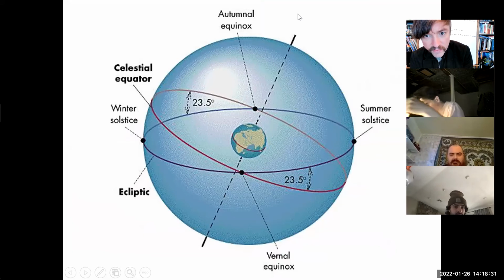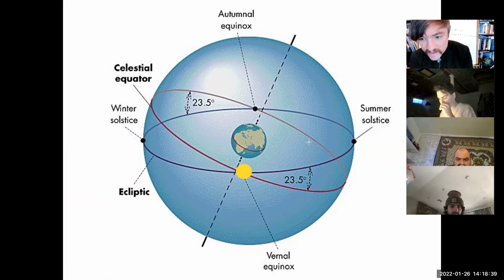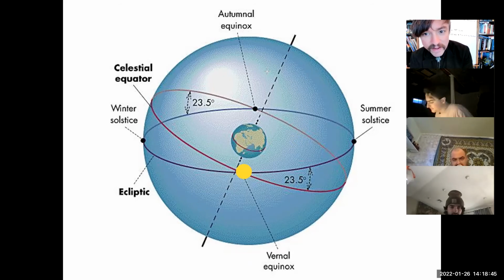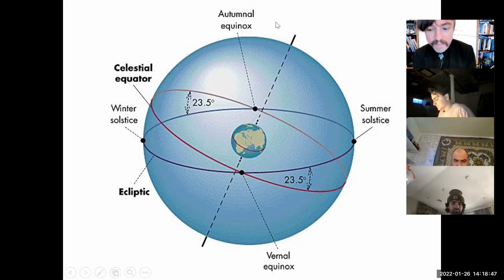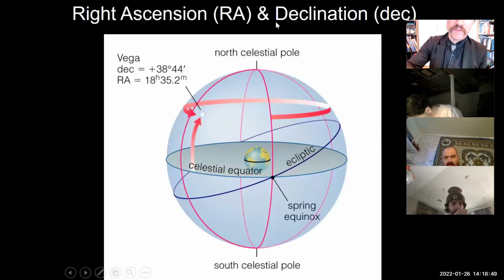Okay. In other words, I'm going to say something that sounds kind of funny, but is true. On the spring equinox, the sun is on the spring equinox, right? Yes. On the spring equinox, the sun is on the spring equinox. But also what that means is that the sun is on the celestial equator.